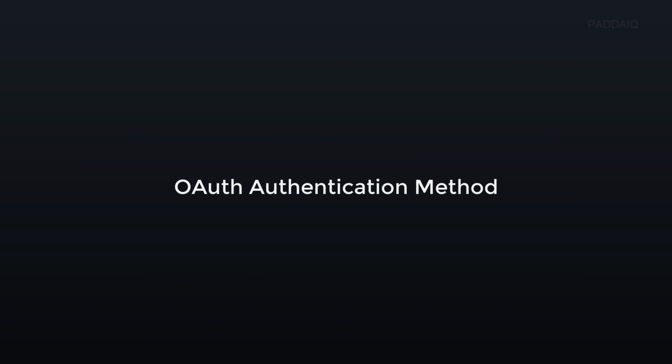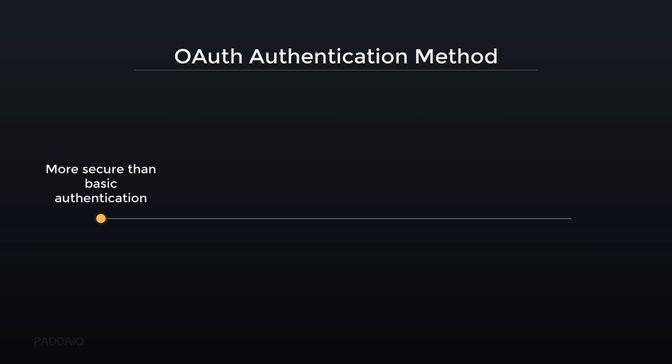OAuth authentication method for secure enterprise integration. More secure than basic authentication. Unlike sending passwords directly, OAuth uses temporary access tokens that expire, preventing long-term credential exposure. For example, a mobile app accessing your SAP system gets a time-limited token instead of storing your password. This token-based approach significantly reduces security risks compared to basic authentication's permanent password usage.